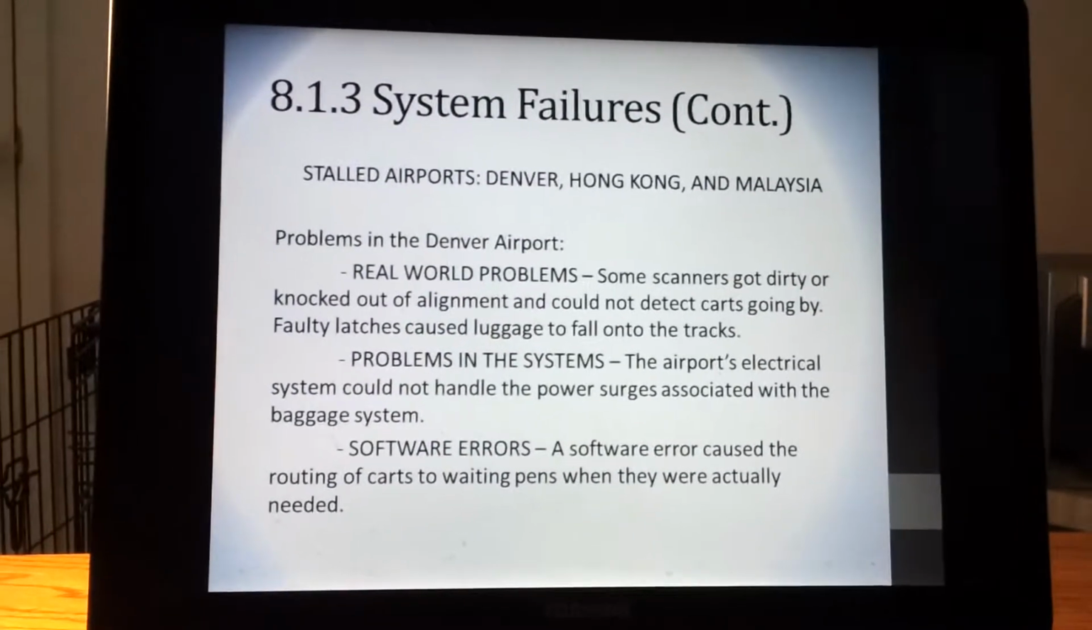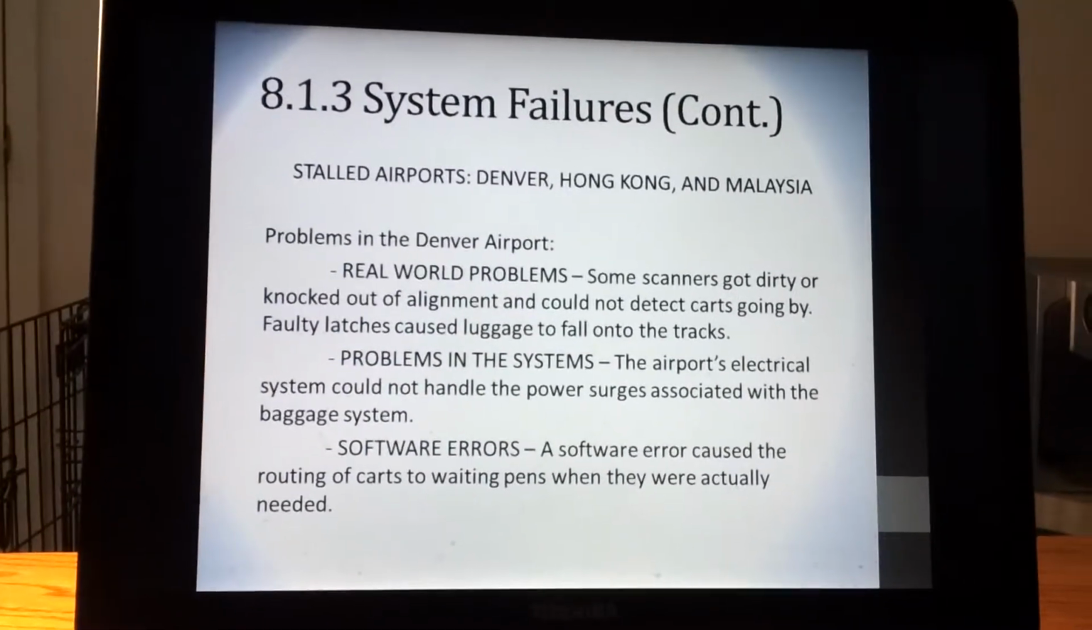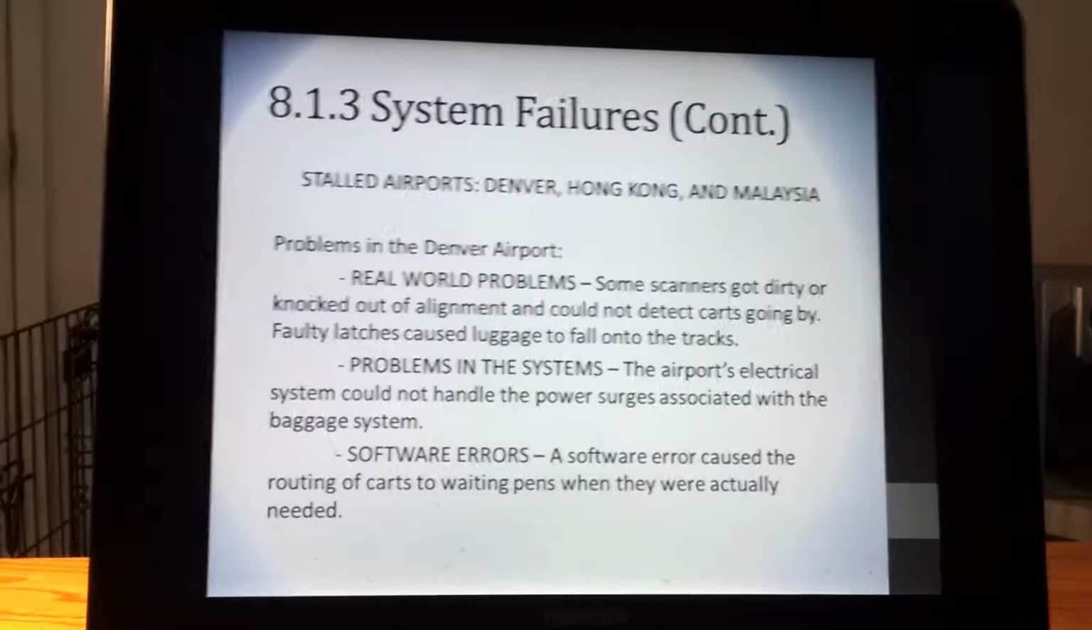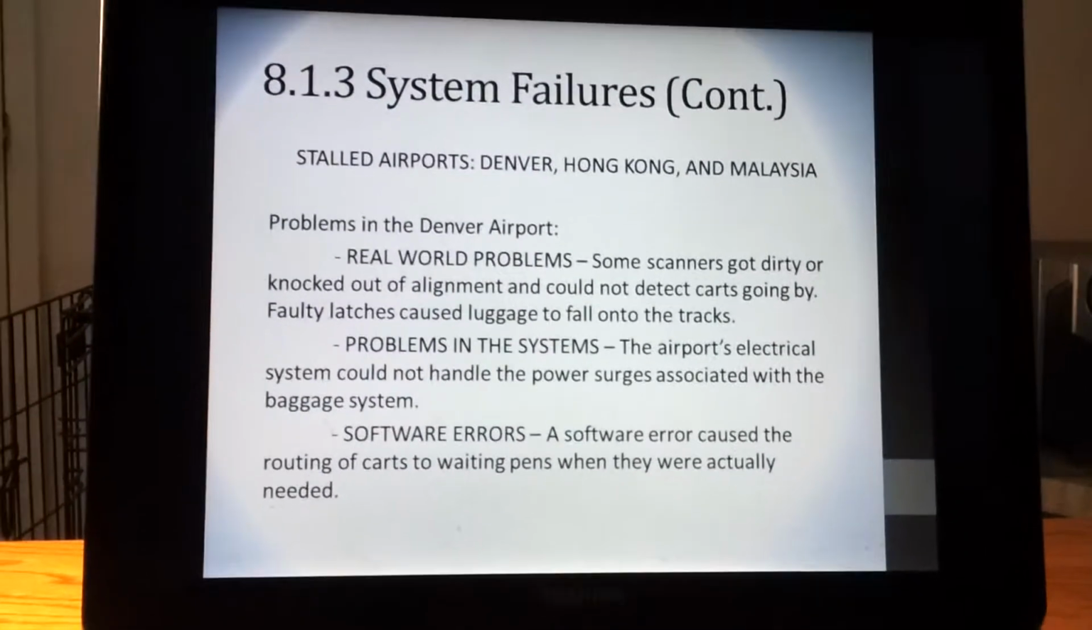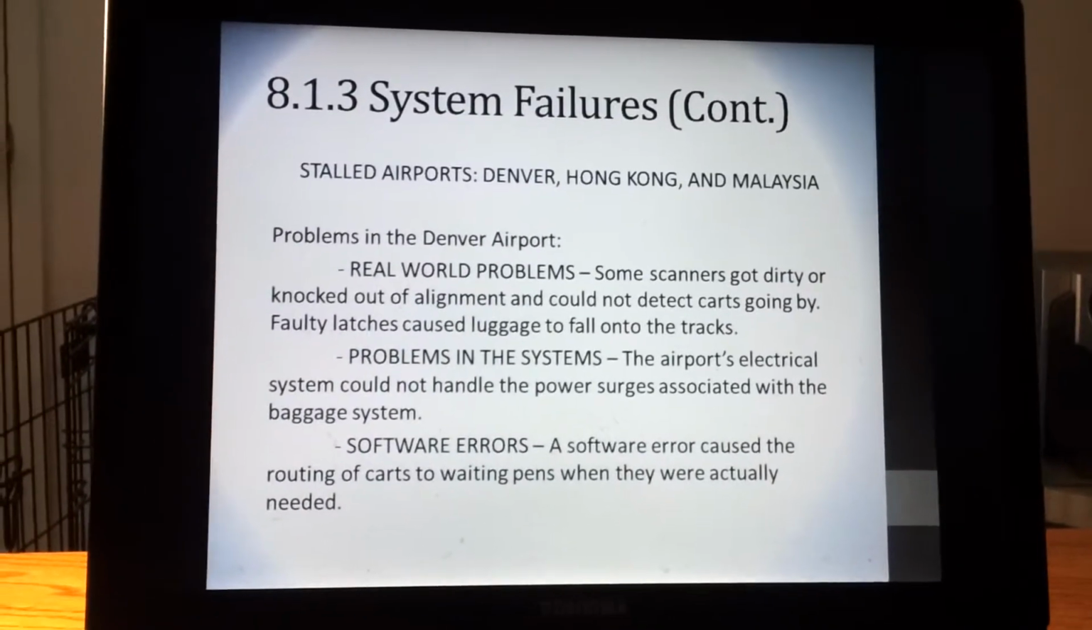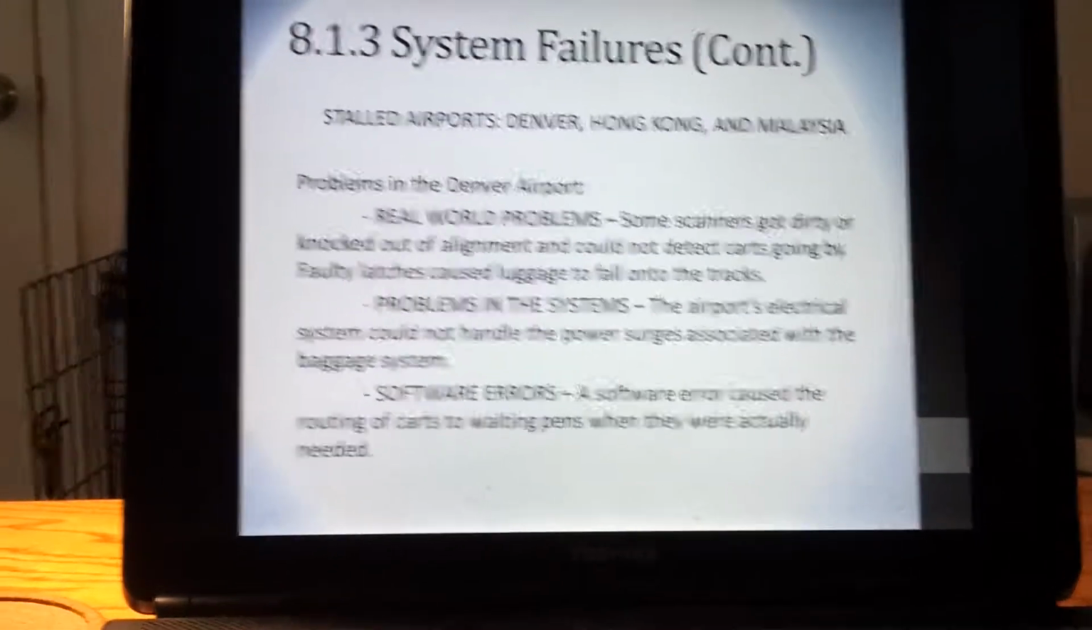You can have problems in the systems. The airport's electrical system cannot handle the power surges associated with the new baggage system that they created. You can have software errors. A software error caused the routing of carts to waiting pens where they were actually needed.